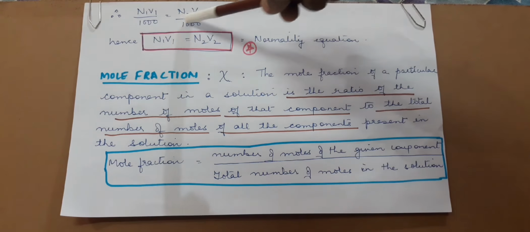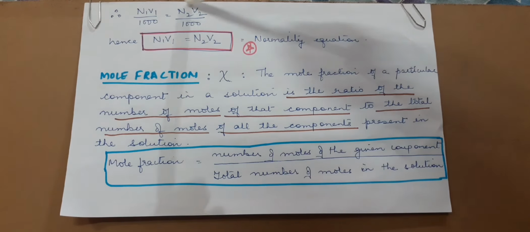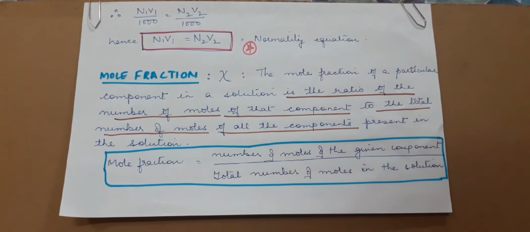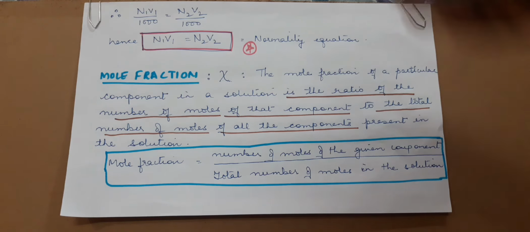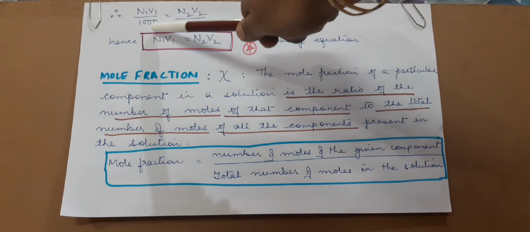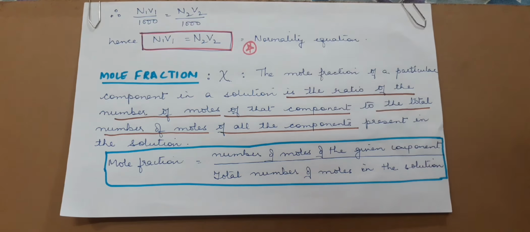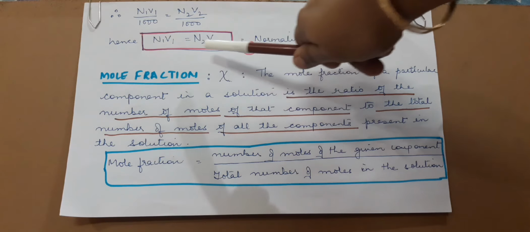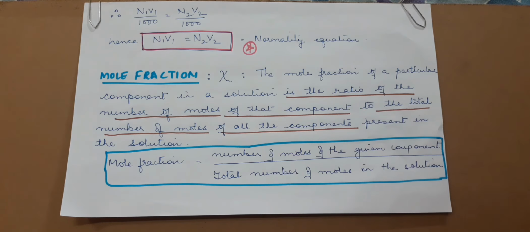And what would be the number of gram equivalent for substance 2? Let us take it as the normality of substance 2 is N2. Volume in ml is V2 by 1000. So, number of gram equivalents of substance 2 would be N2 V2 by 1000. But according to the law of equivalence, N1 V1 by 1000 must be equal to N2 V2 by 1000. So, therefore, what would be the normality equation? N1 V1 is equal to N2 V2. It's a very important equation. So, what's the normality equation? The normality equation is N1 V1 is equal to N2 V2.